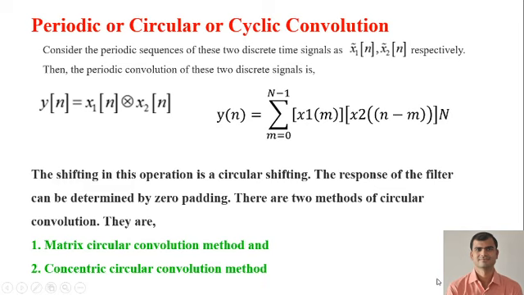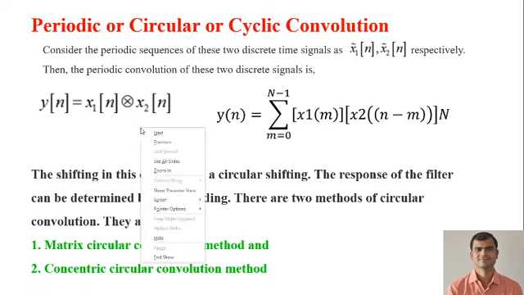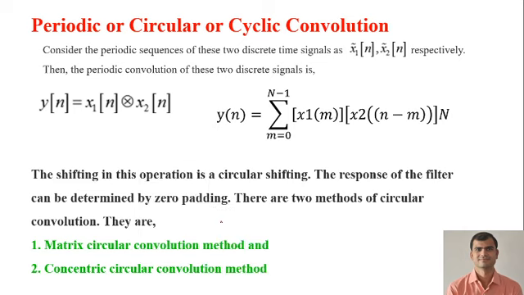Here two sequences are given, x1(n) and x2(n), and the periodic or circular convolution for these two discrete time signals is given as x1(n) convolved with x2(n). This is the symbol of periodic convolution. Let me take the pointer option so it will be more clear to you. Normally this symbol is known as convolution sum. If you have a circle over this symbol, it is known as periodic convolution.